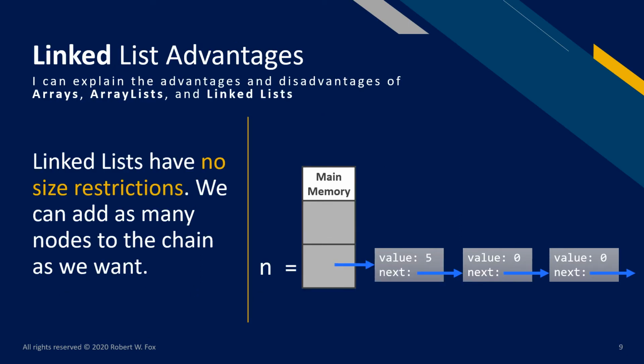This idea of adding nodes to our linked list really brings up the first advantage that a linked list might have over an array or an array list, and that is the fact that there's no size restriction. Really, we can add as many nodes to the chain as we want until our program runs out of available memory.